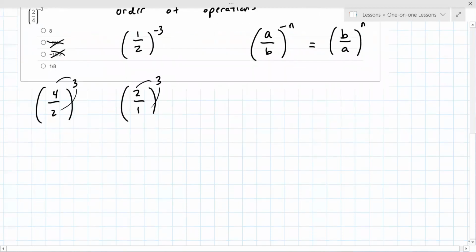Like you'll see that the answer is 2 cubed over 1 cubed. 1 to any power is always 1. So this becomes 8. Now we should get the same thing over here. 4 to the power of 3 is 4 times 4 times 4. That's 64. 2 to the power of 3 is 2 times 2 times 2. That's 8. Do you see how this equals 8? Yes. Okay.